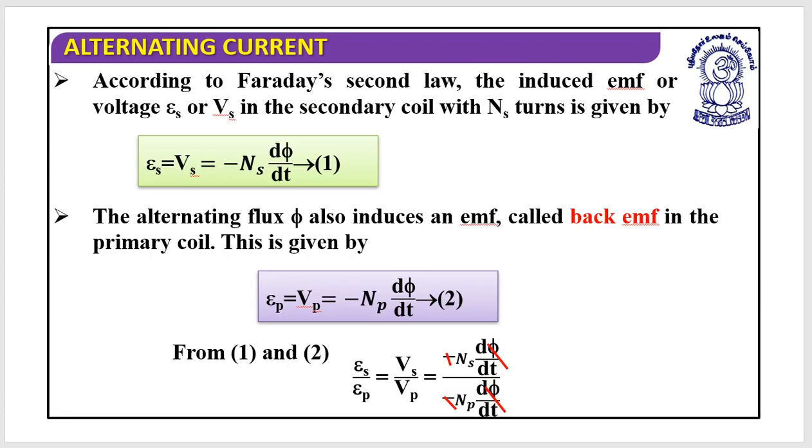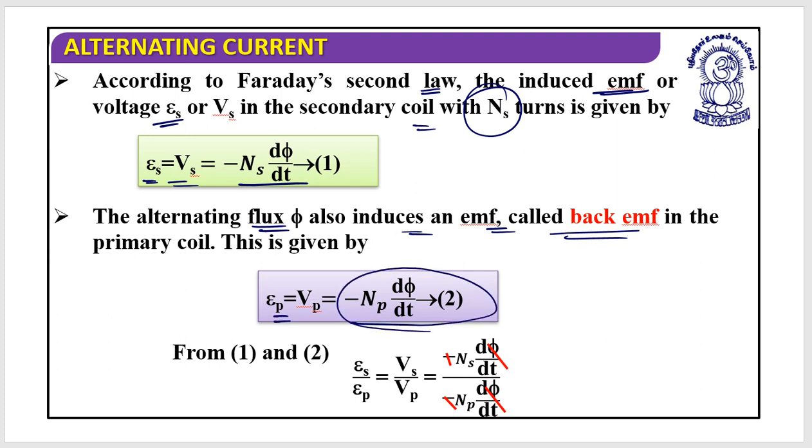According to Faraday's second law, the induced EMF or voltage in the secondary coil with NS turns can be written as ES equals VS equals minus NS d phi by dt. The alternating flux also induces an EMF, which we call back EMF, in the primary coil, and this is given as EP equals minus NP d phi by dt.